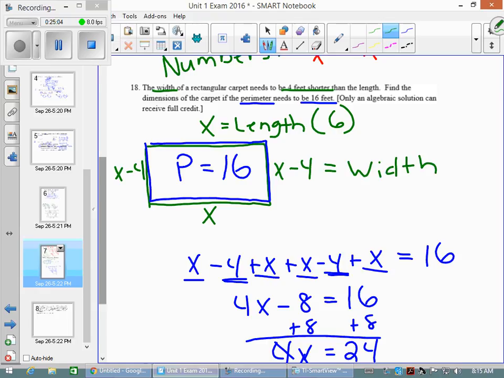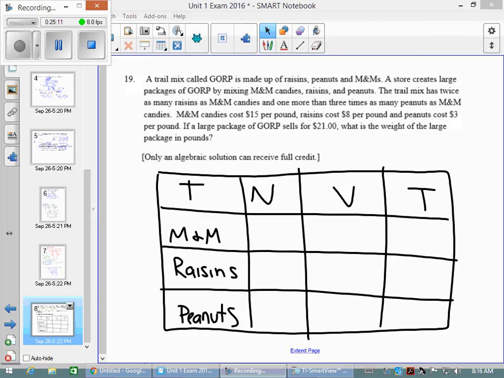Okay, and for the last question, we're told that we have a trail mix made up of 3 different things, raisins, peanuts, and M&Ms. They go on to tell us that the trail mix has twice as many raisins as M&Ms and 1 more than 3 times as many peanuts as M&Ms. So I took a second to just set up the bare bones chart for us. It's a type, number, value, total chart.